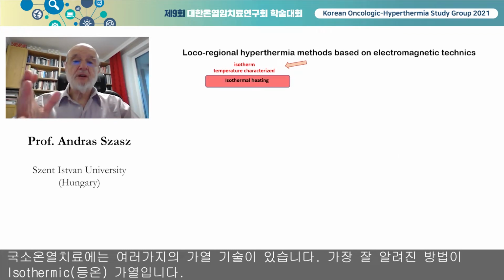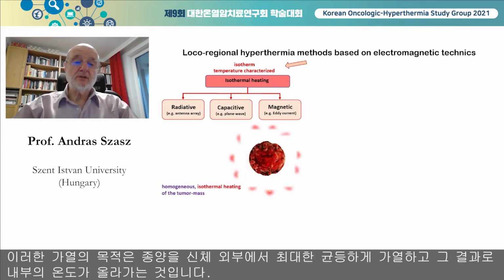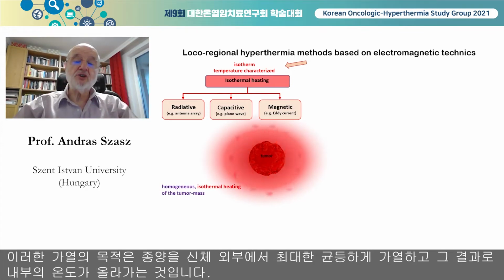Local regional hyperthermia has a lot of electromagnetic techniques. The most important, the most well-known parts are characterized by isothermic heating, and it has three different kinds: radiative, like antennas, capacitive, and magnetic heating. The aim is to heat up the tumor mass as homogenically as possible from outside, and then measure the temperature as the effect of the result.